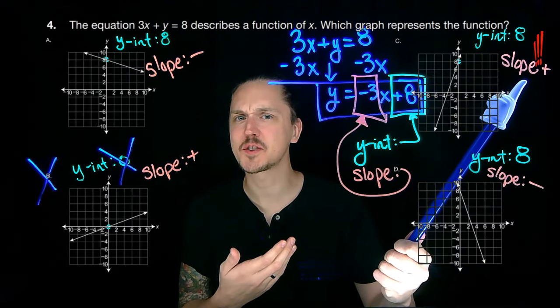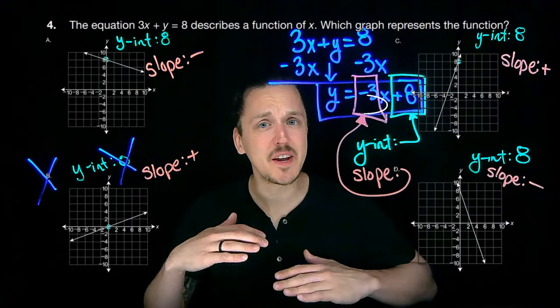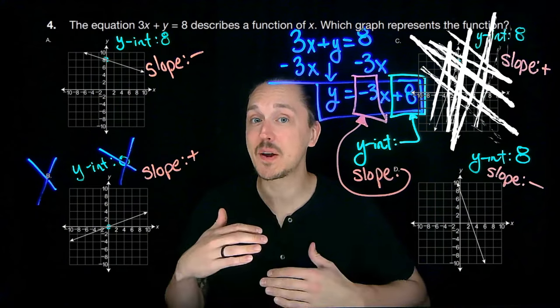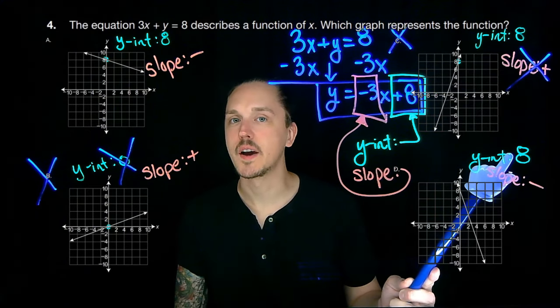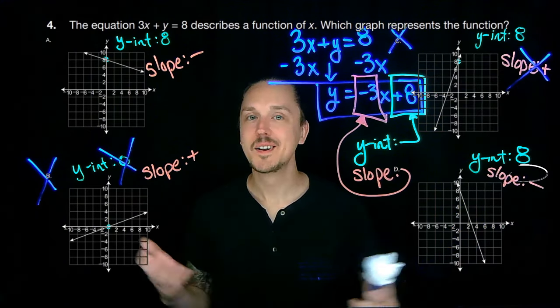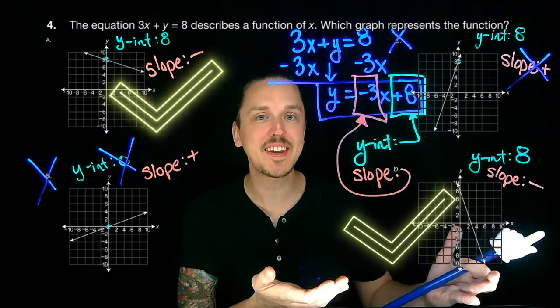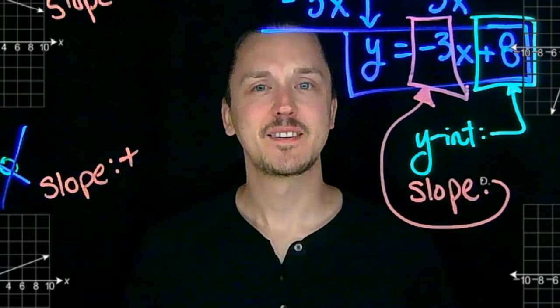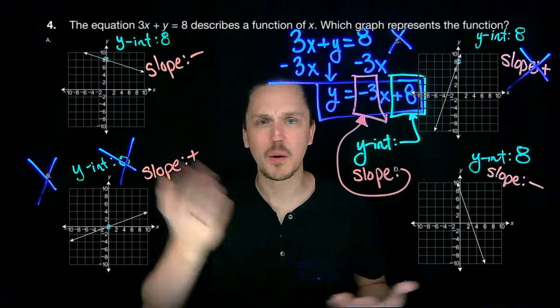Hey, and option C has a slope that is positive, which could never equal negative 3. So we know it can't be option C as well. And option D has a y-intercept that is 8 and a slope that is negative. So that leaves us with options A or D. Just like that, we've narrowed down our choices. But where do we go from here? How do we decide between option A and option D?